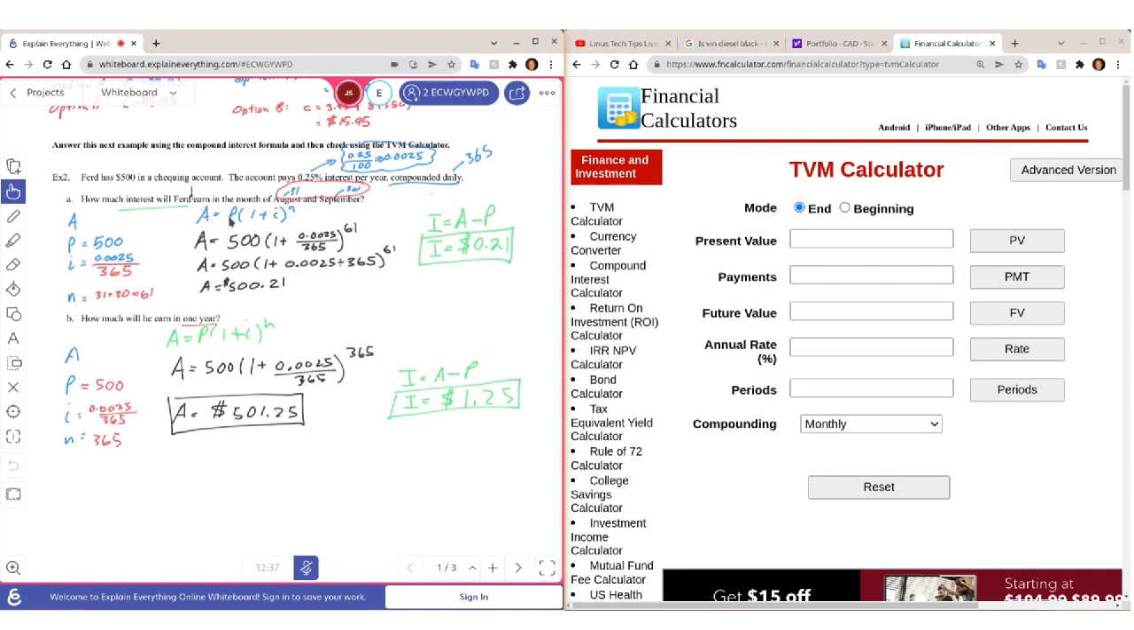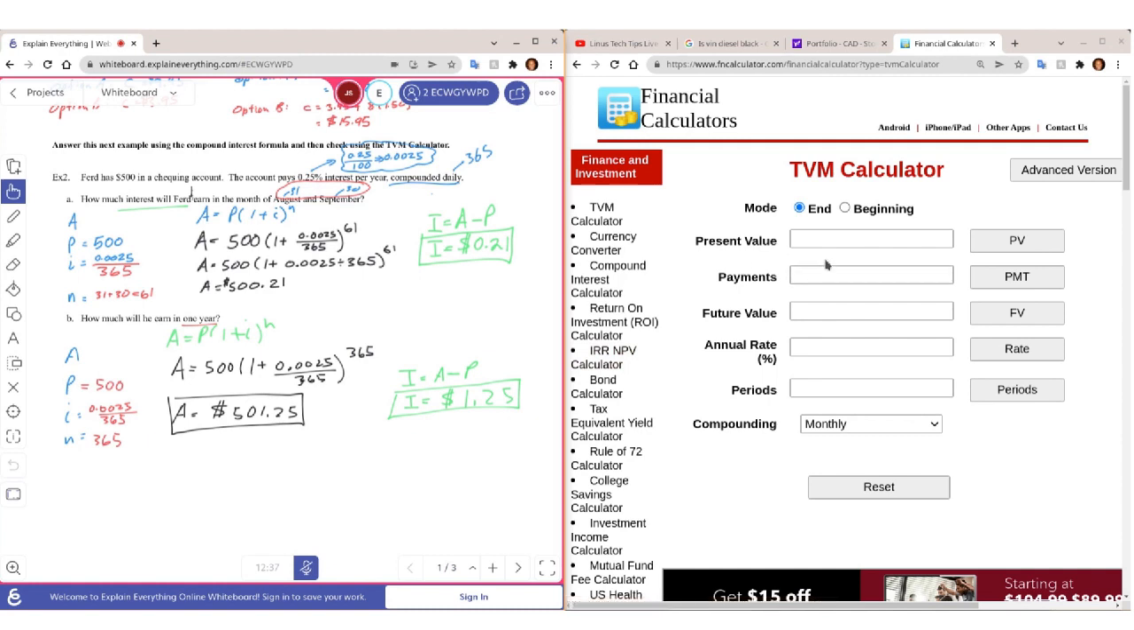It goes and takes our A, our P, and our compounding periods N, and our interest rate. Now, for this problem here, all we really have to do is say what our annual interest rate is. So when we're looking at question A here, it says how much interest will he earn in a month from October to September. Now, it says we have 0.25% interest per year.